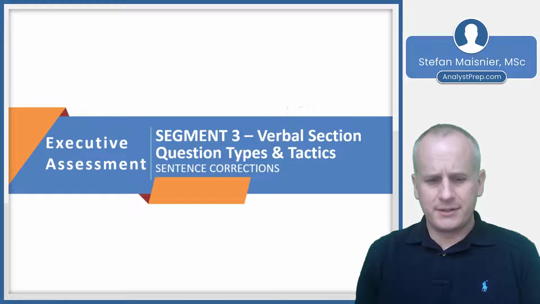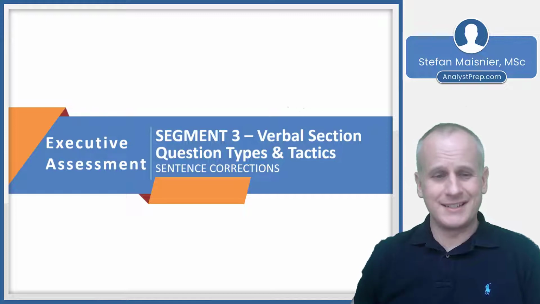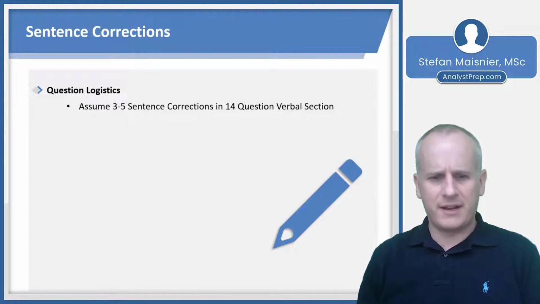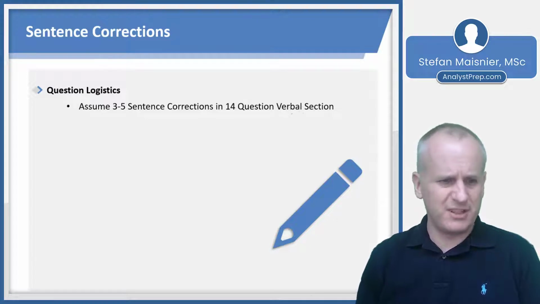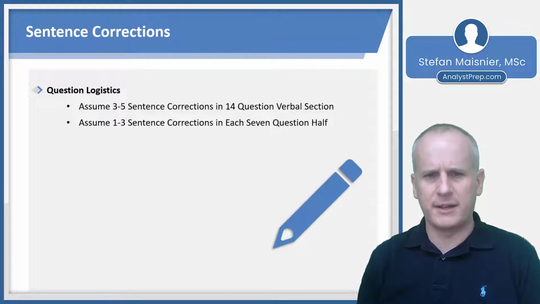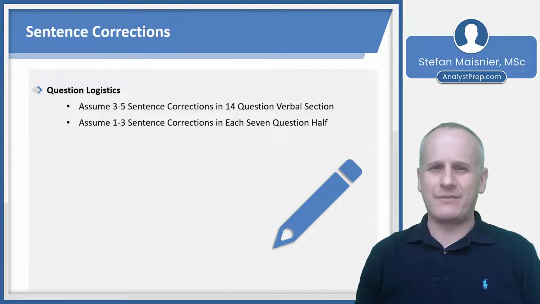This video is going to be an overview of one of the three question types you'll encounter on the verbal section of the executive assessment, the sentence correction. So sentence corrections are always going to be about 3 to 5 of the questions in every 14 question verbal section. It can vary slightly from 3 to 5, but generally that's going to be what you can expect. And you're going to have 1 to 3 sentence corrections in each 7 question half.